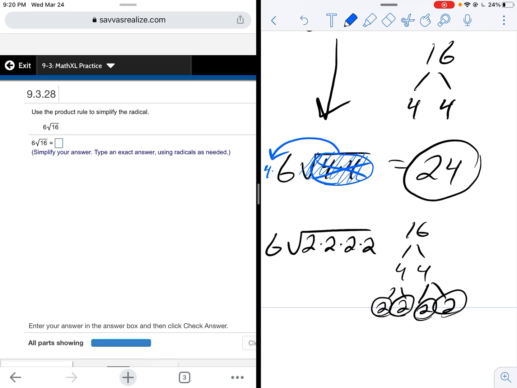You can rewrite the square root of 16 as 2 times 2 times 2 times 2. Just remember that when it comes to getting stuff out from the square root symbol, you take them out in pairs. So not only are you going to take one 2 out, but you're going to take another one as well. So that means that this is going to be rewritten as 6 times 2 times 2, which still equals 24.